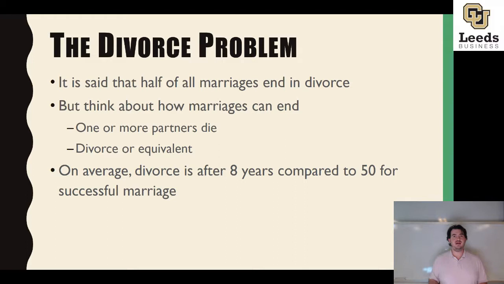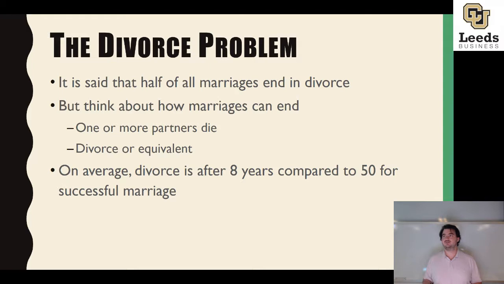How can a marriage end? One or more partners dies, or there's a divorce. There aren't a lot of other ways to get out of marriage. On average, a divorce will happen 8 years after the marriage, or at least the first marriage will end 8 years after if it's going to end in a divorce. The average length of a marriage that doesn't end in a divorce is about 50 years.